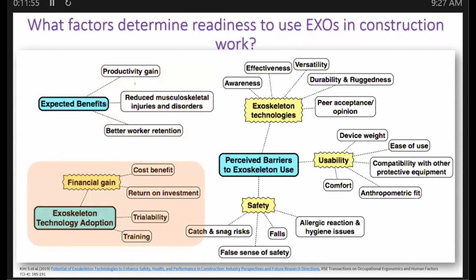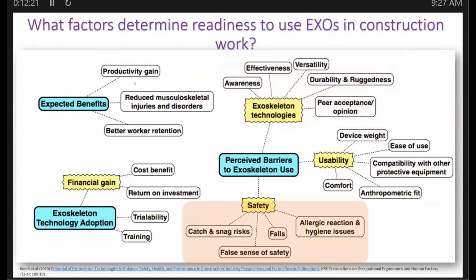People were, of course, thinking about the financial gain, both the cost benefits and the ROIs. In terms of the device itself, the usability of the device, of course, became really important. And comfort and fit, like Leah talked about, were chief concerns that emerged. And in the work context, people were concerned if the EXO would sort of impede their compatibility with the other PPE that they must be wearing and using.